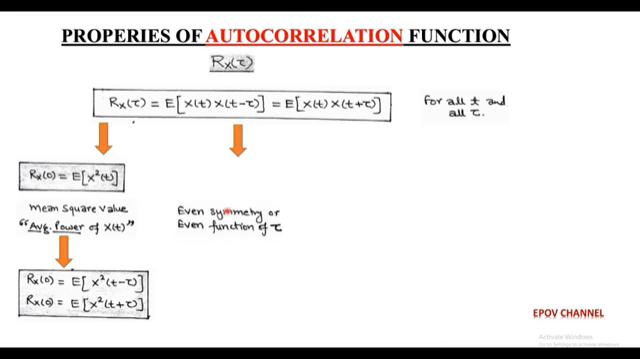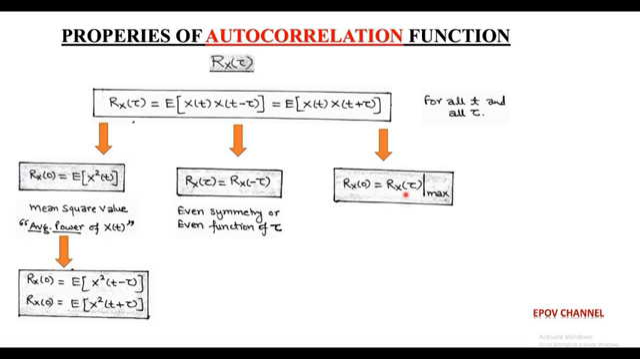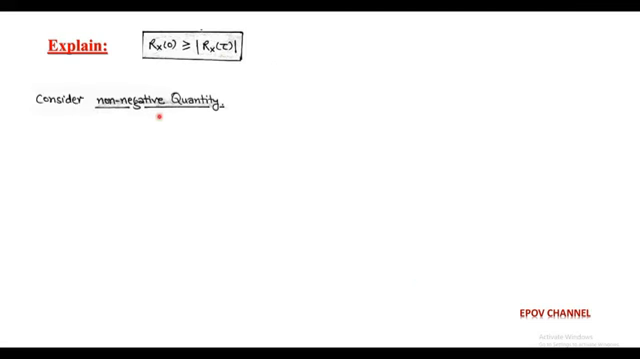Now the second property is that the autocorrelation function is an even function of tau, also called even symmetry, and the condition is Rx(tau) equals Rx(minus tau). And the third property is that the maximum value of the autocorrelation function Rx(tau) is equal to the mean square value Rx(0), that is at the origin, and from here we conclude an important point, that the mean square value Rx(0) must be greater than or equal to the magnitude of Rx(tau). This can be understood using the non-negative quantity of the autocorrelation function.